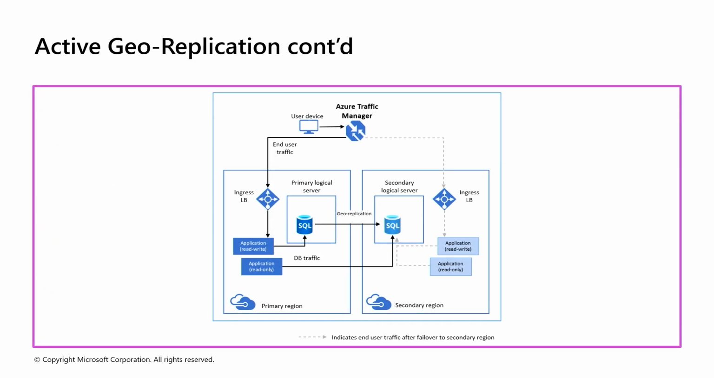Here we see how Azure SQL Database supports high availability and disaster recovery through active geo-replication. It shows a primary and secondary region, each with its own logical server and load balancer, managed by Azure Traffic Manager. Under normal conditions, user traffic is routed to the primary region, which handles both the read-write and read-only workloads. Database changes are continuously replicated out to the secondary. In the event of failure, traffic is redirected to the secondary region, ensuring continuity.